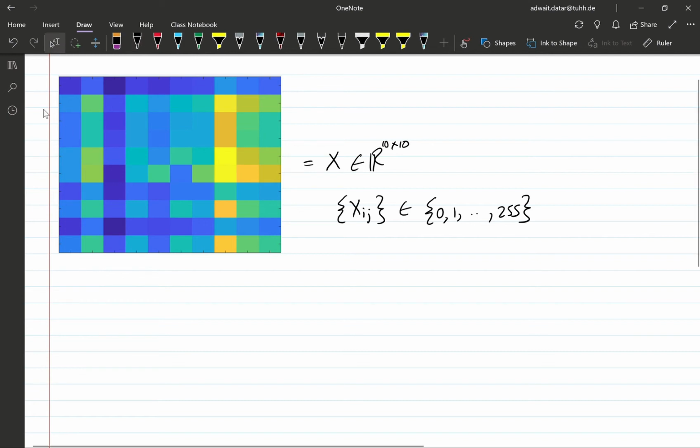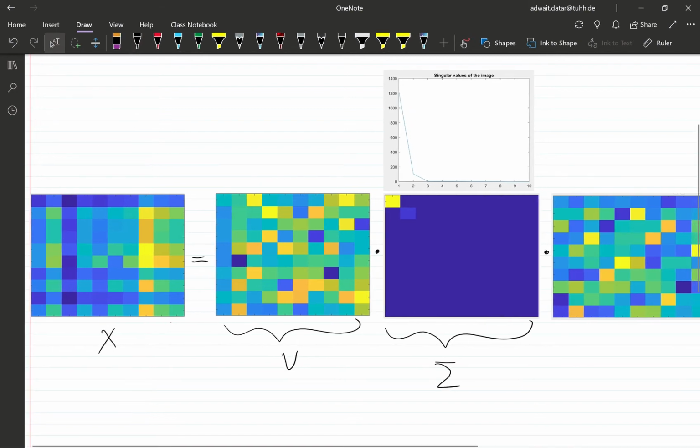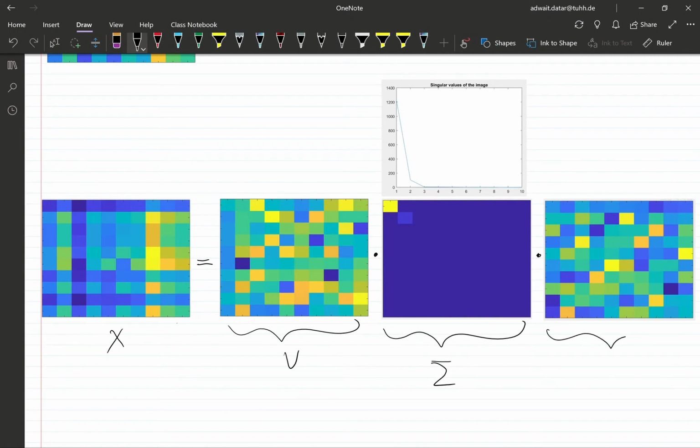Now if we do a singular value decomposition of this matrix, we obtain something like this. This is our given matrix X, this is U, this is the sigma block, and that's the V transpose block. I've plotted here the singular values, and we can see that we have two significant values, seen in this block and this block here, and the other values are close to 0.